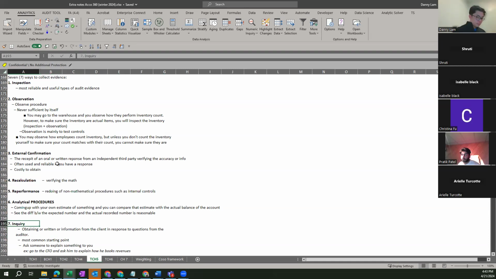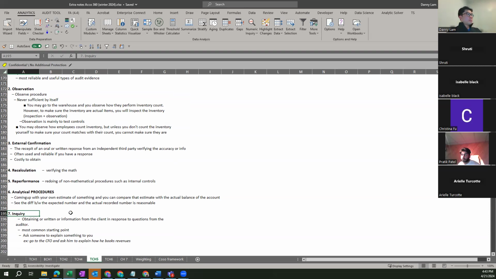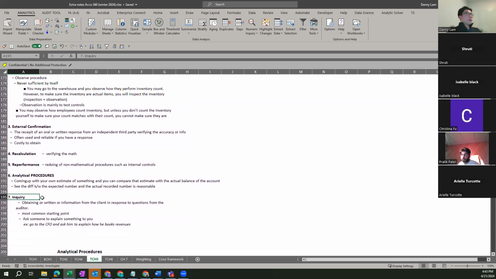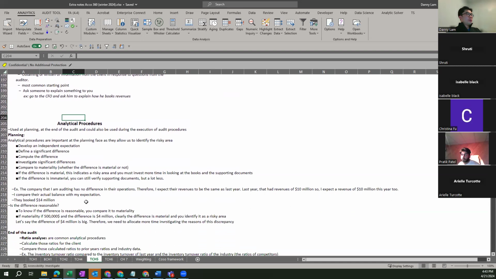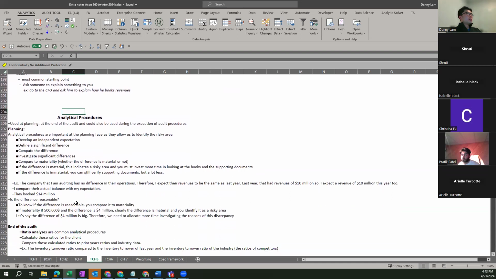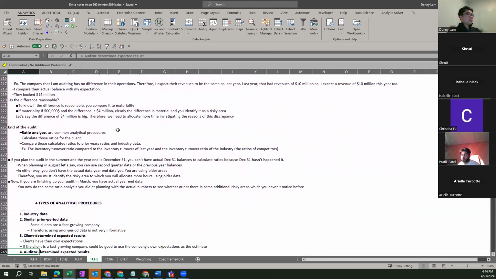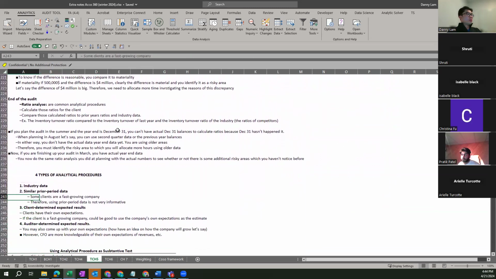Inquiry, so that's when you're talking with the client. So not send an email to the client, but inquire the client about XXX. So this I would memorize, okay? Tashin, this is what I would memorize. Analytical procedures, so that's if you want to get more understanding, that's the definition. So these are the types of analytical procedures you could do: industry, similar period, other.